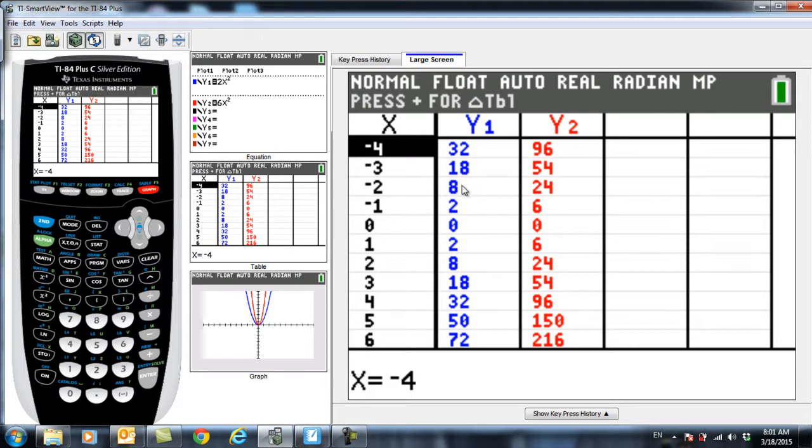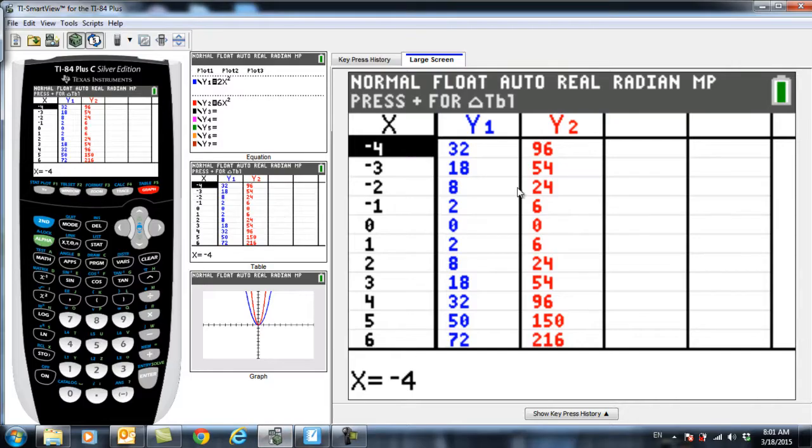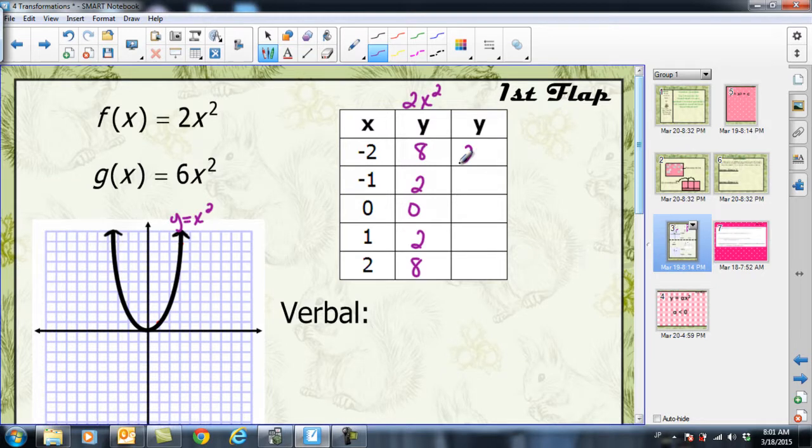And so the first graph, the 2x squared, the y values are 8, 2, 0, 2, 8. And you see it repeats because we've got a quadratic. If you don't remember which one's which, we'll label that one 2x squared. And then this one is going to be our 6x squared. And it's these numbers, it's going to go from 24, 6, 0, 6, and 24. So we're going to put those in there.